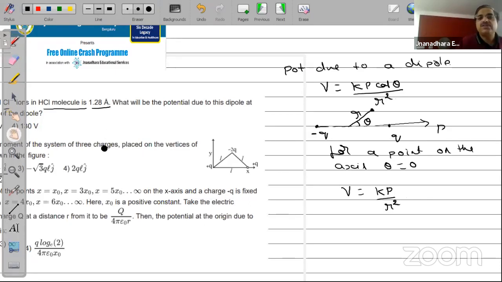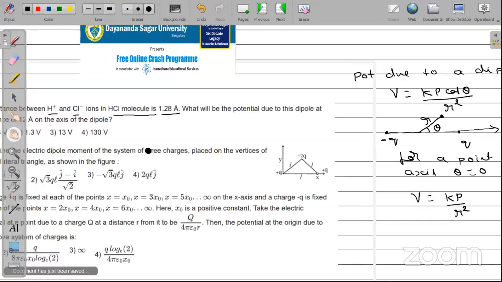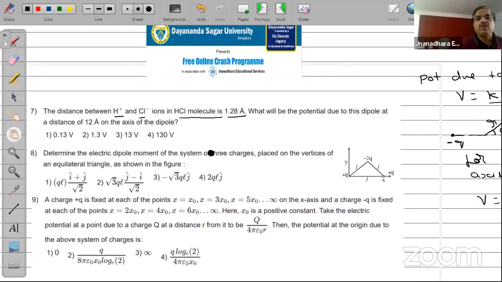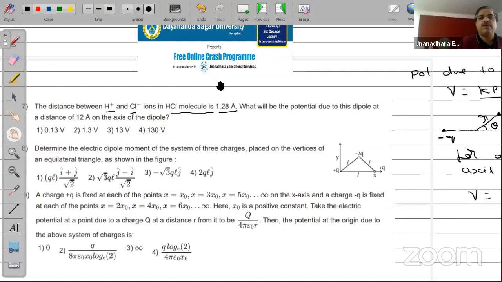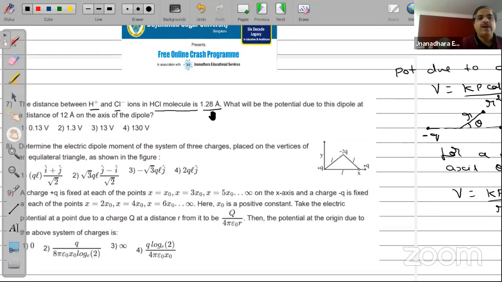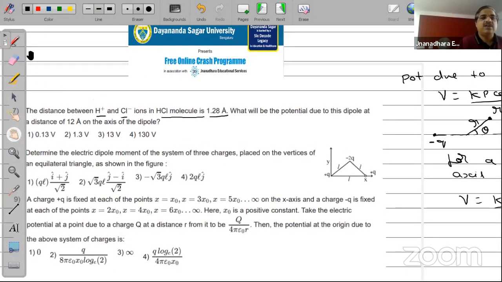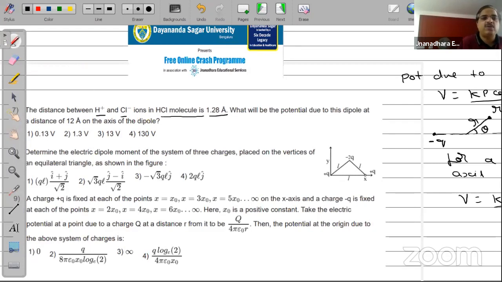So let us try to obtain this. Do we know how to find out P now? The distance is going to be 1.28 angstroms between H and Cl. So the charge on the H will be equal to E, on the Cl will be equal to minus E. So the charge in this problem is going to be equal to E. Then the distance 2D is going to be 1.28 angstroms, 1.28 into 10 to the power minus 10.